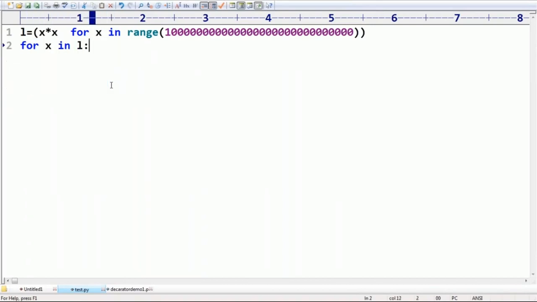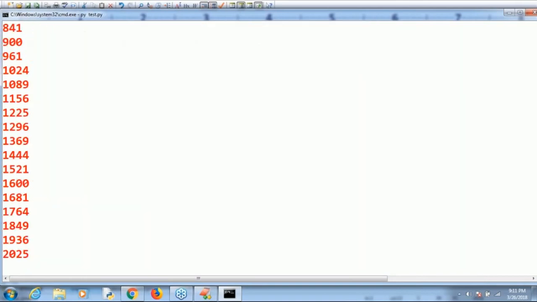For x in L, print of x value. For the answer by default we are going to get, sir.